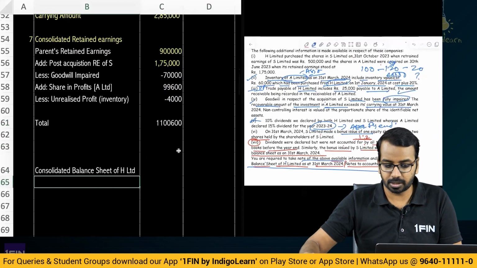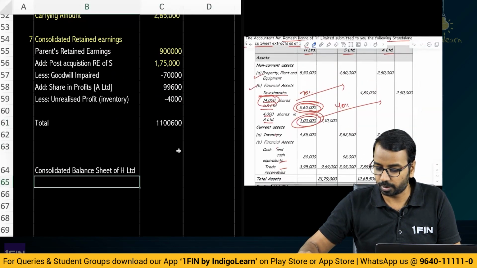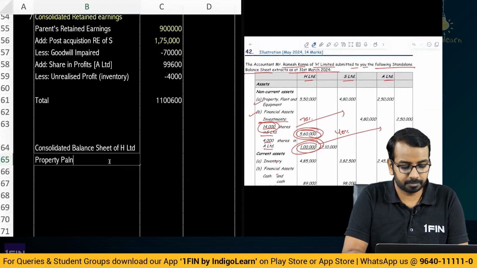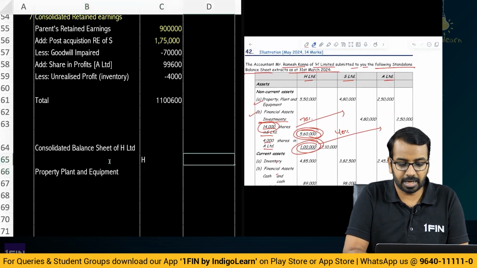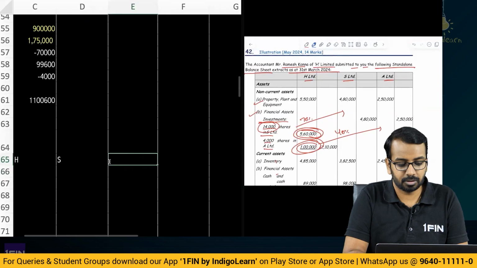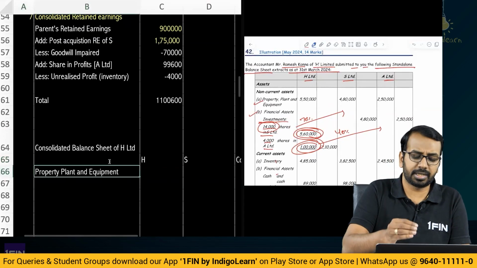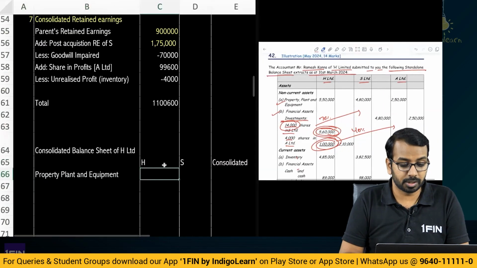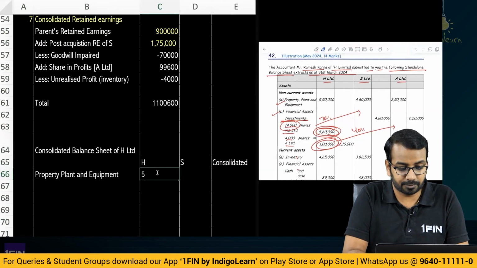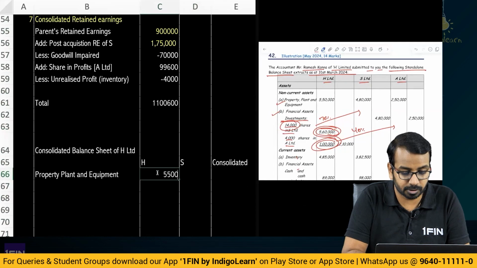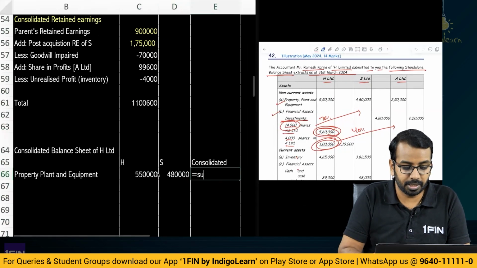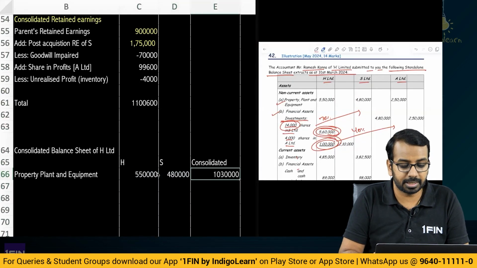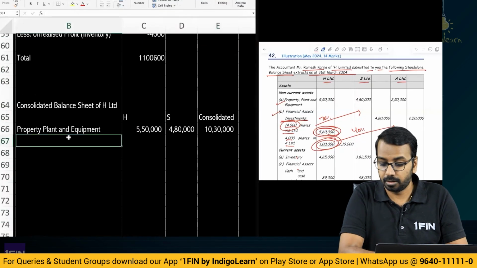So what we will do, we will just look at the question and plot the numbers one by one. Property, plant and equipment. We have H Limited, we have S Limited, and we have consolidated number, or if you want, you can show the workings of H and S in the brackets as well. Okay, so property, plant and equipment, H Limited 5,50,000, S Limited 480, consolidated number would be sum of 480 and 550, 10,30,000.